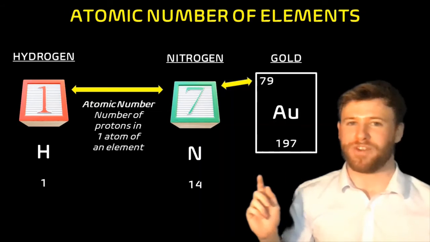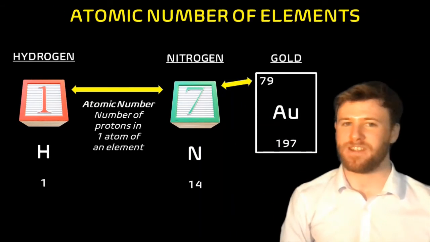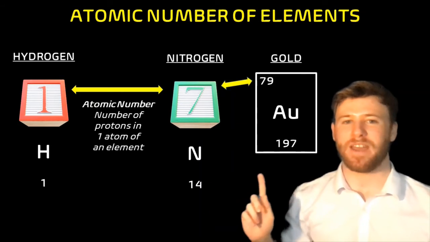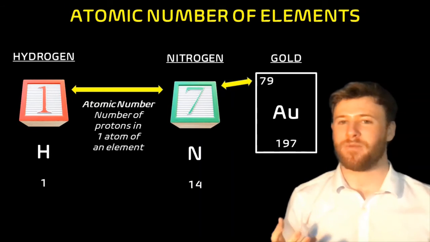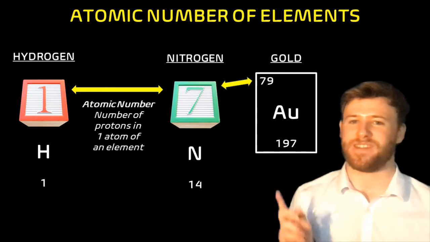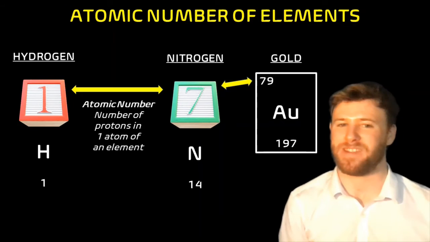If we look at gold as another example, you can see the proton number, or the atomic number, at the top is 79, so it must have 79 protons. We can see the mass number is 197 here. If we were to take them away from each other, we would know that we've got 118 neutrons in gold, like this, and of course 79 electrons, because that's the same as the amount of protons.